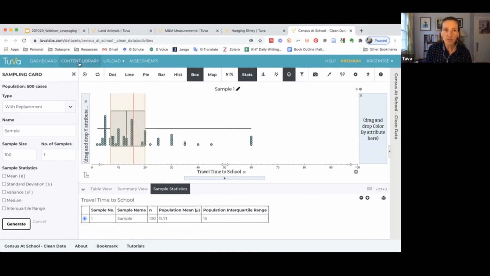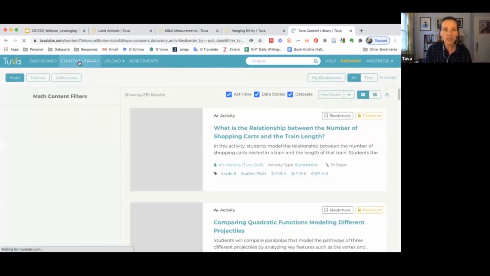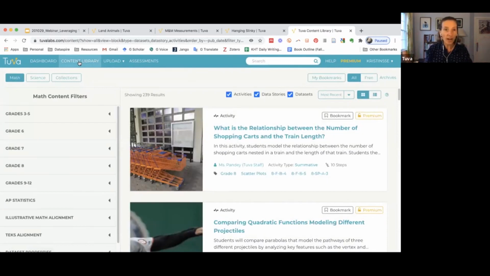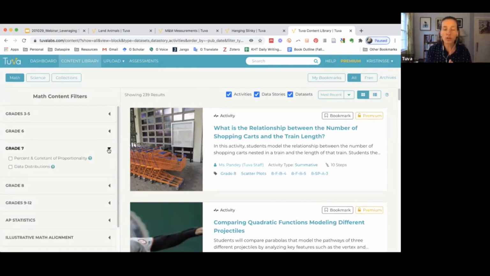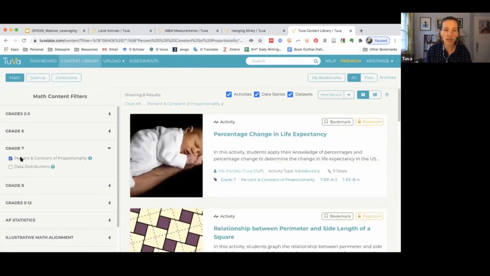I think one of the best places to start is when you log into Tuva, if you click on the content library, you get directed right to the math content filters. So be it by what grade are you at? What concept are you working on? And we can drill down right away to get a sense of, percent is what I'm working on, and I need an activity that can help me do that. And so really quickly, using the filters of the menu structure, we can get a sense of where we are going and how I get resources that best fit my needs.